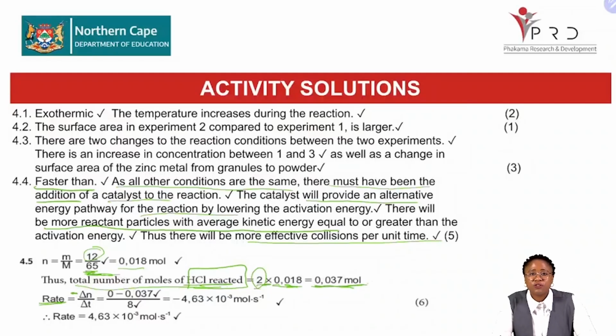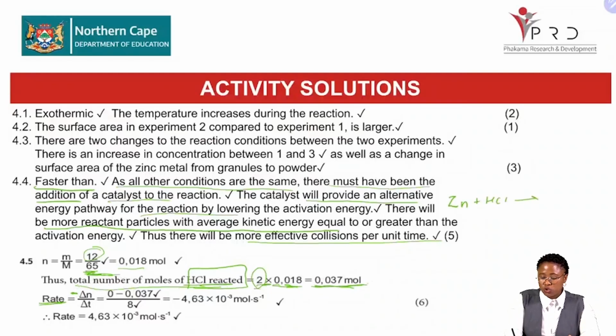Why is it the rate of the reactant? Because remember, it was Zn. Our equation is Zn plus hydrochloric acid. So Zn and hydrochloric acid are our reactants. So we are calculating the rate for the reactant, so we must put a minus there, because remember, the reactants are used up in order for products to be formed.